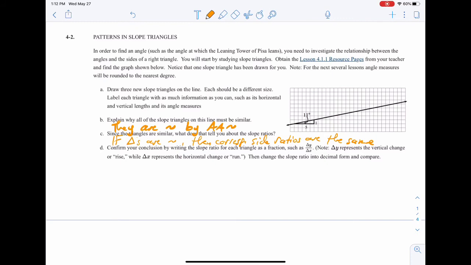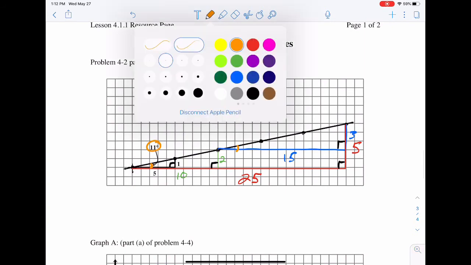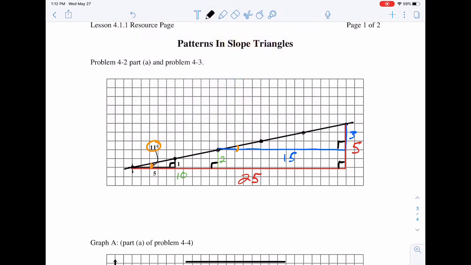On to letter D. Confirm your conclusion by writing the slope ratio for each triangle as a fraction, such as delta y over delta x. That little triangle there means change, or delta, the Greek symbol. Then change the slope ratio into decimal form and compare. So what I want you to write here are two things below.